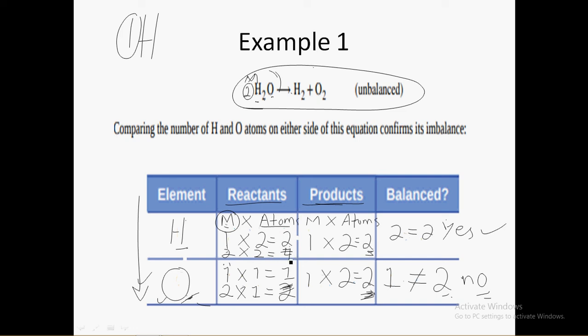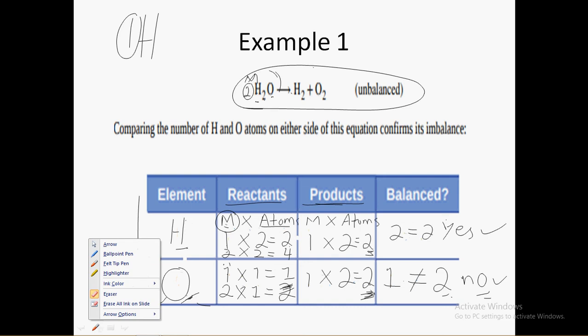This oxygen is balanced now, but hydrogen is not. Look, another problem occurs. Hydrogen is not balanced. This is 4. The other one is 2. So how to balance our hydrogen? Which is smaller? The number of products is smaller.